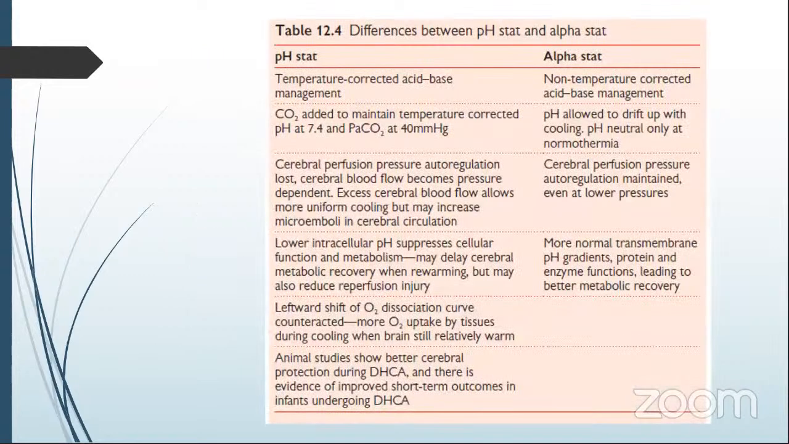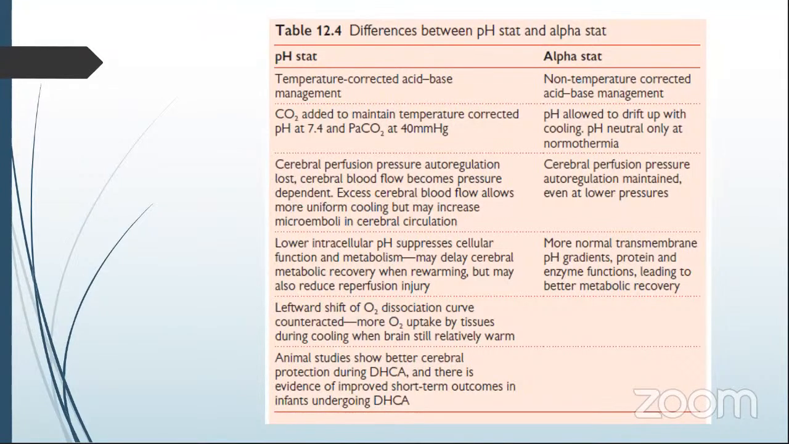This is a table summarizing the difference between the pH stat and alpha stat. As we just said, the pH stat is a temperature corrected acid-base management, but the alpha stat is a non-temperature corrected acid-base management. In the pH stat, we are adding CO2 to maintain the pH at a lower temperature, and in the alpha stat, we are allowing the pH to change while the temperature decreases.